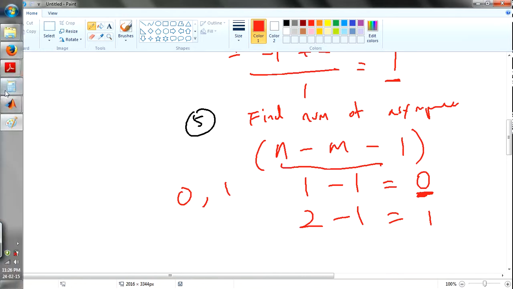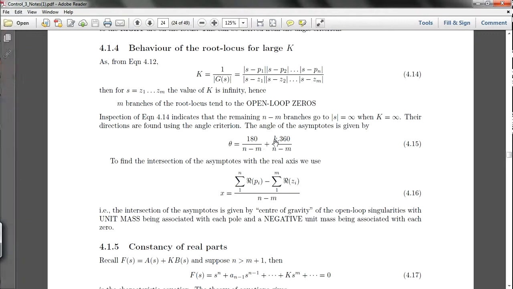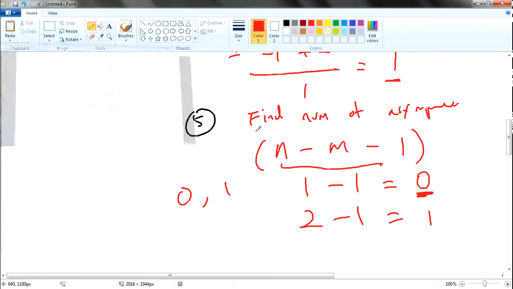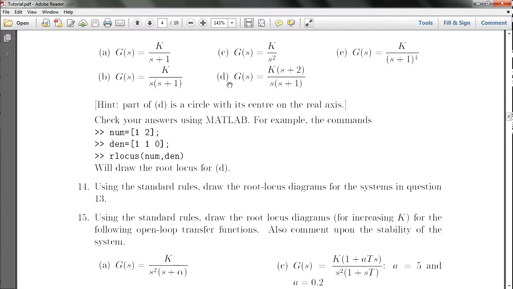Okay, and then you sub it into this Q. Okay, this is the K, right? And then, yeah, I believe you get what I mean. So the first angle will be 180 degrees divided by n minus m, plus 0 times this whole thing. This is the first angle. And then the second angle will be 180 degrees divided by this one plus 1 times 360, because this is 0 and this is 1. If you have 2, then you have to multiply with the 2.